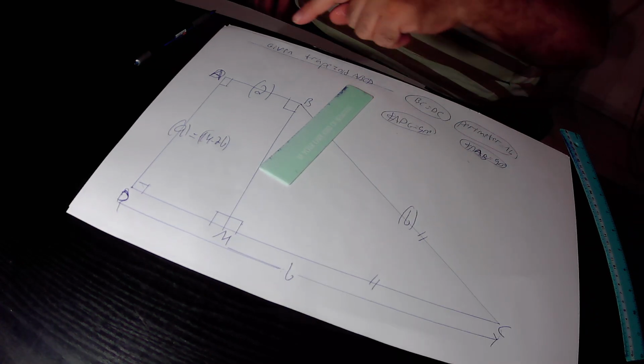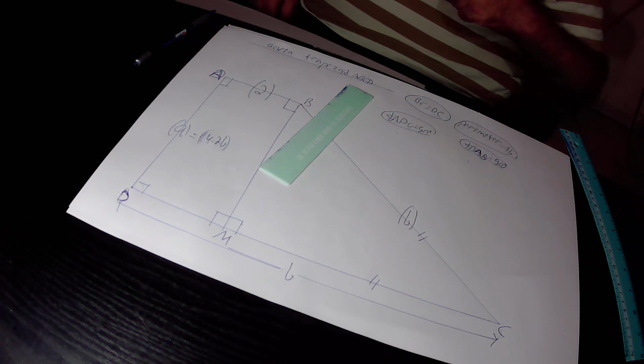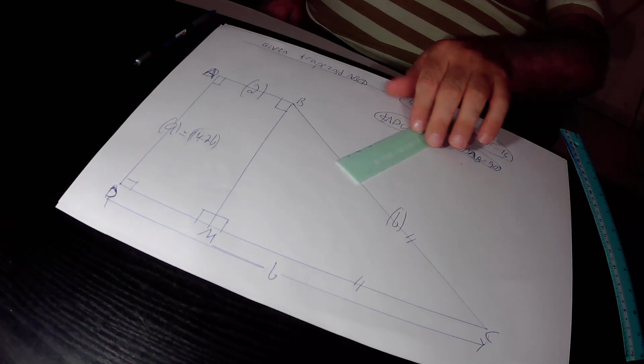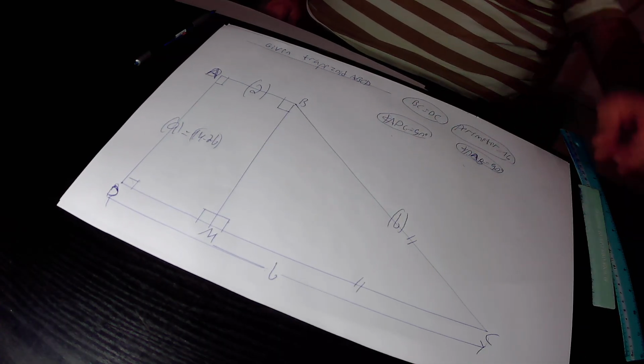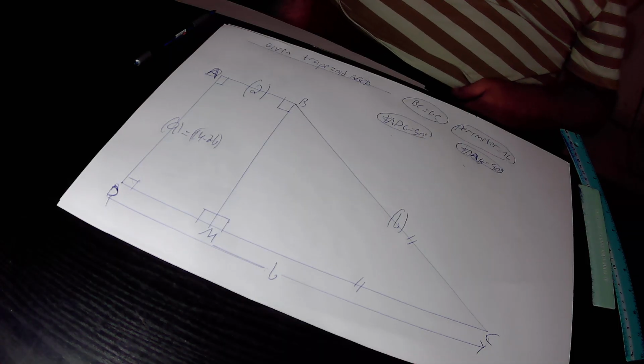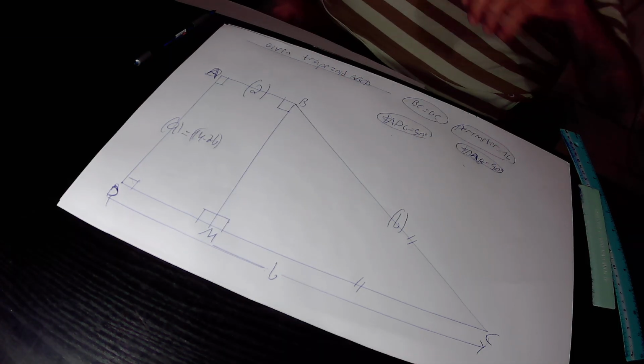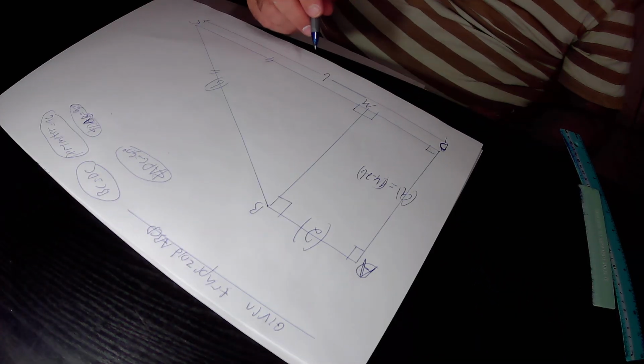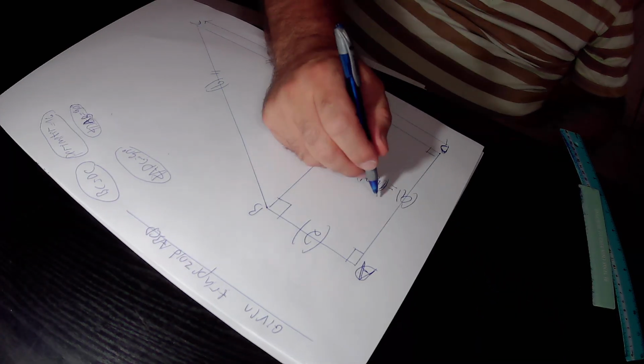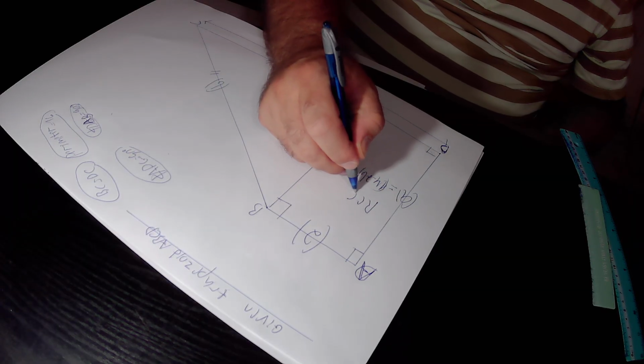So inside quadrilateral ABDM, we have 4 right angles, and according to rule 5, any quadrilateral that has 4 right angles must be at least a rectangle if not a square. So we add that quadrilateral ABDM is a rectangle because it has 4 right angles. Quadrilateral ABDM is a rectangle according to rule 5.